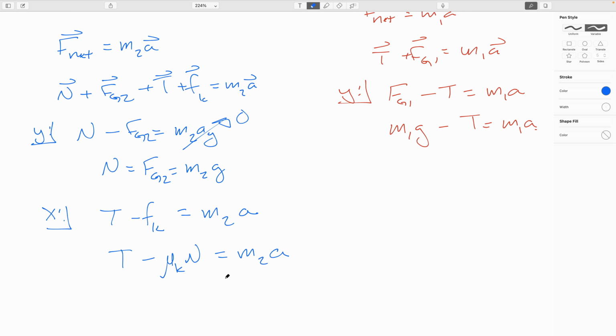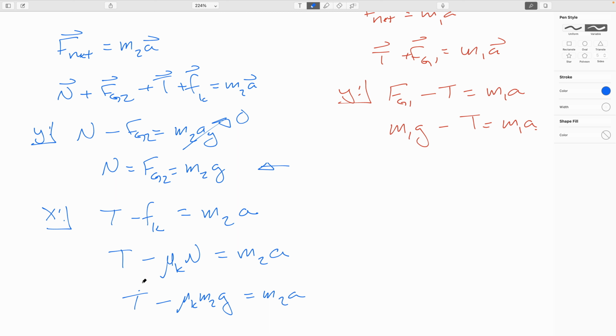And I kind of go, oh fudge. That didn't seem to help at all because now I got a normal force I don't know. But then I go here and say, oh, in the land of Y, I already solved for the normal force and got that as M2G. So I can put that in for N. So finally I have T minus mu K times M2G equals M2A. I know this, I don't know that, but I can put it in here to make it go away there. Know this, great. I can now combine these.